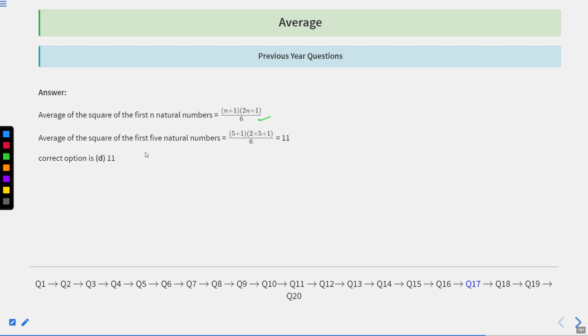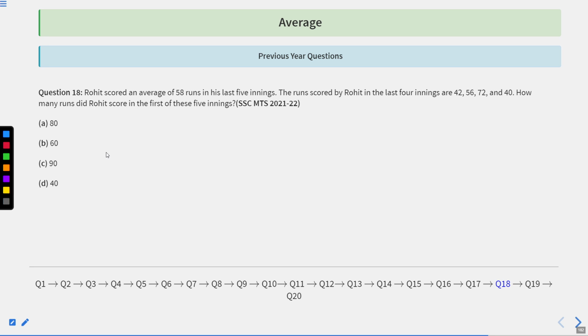So the average of square of first 5 natural numbers, that means n will be equal to 5, so it will be (5 plus 1) into (2 times 5 plus 1) upon 6, which is equal to 11. So the correct option here will be option number D, that is 11.